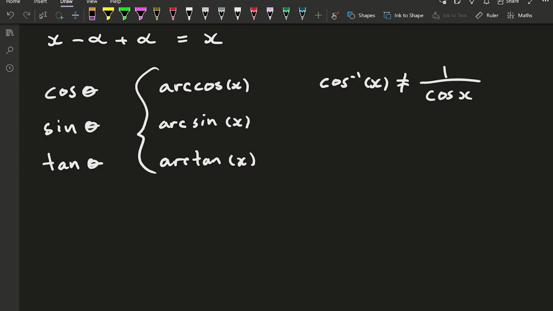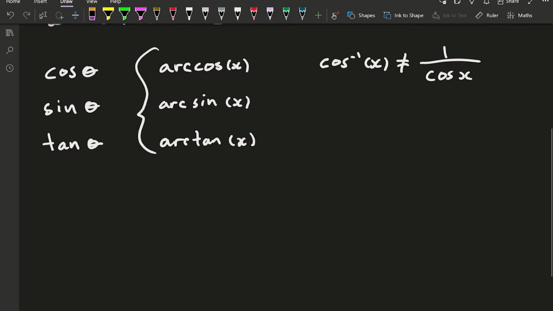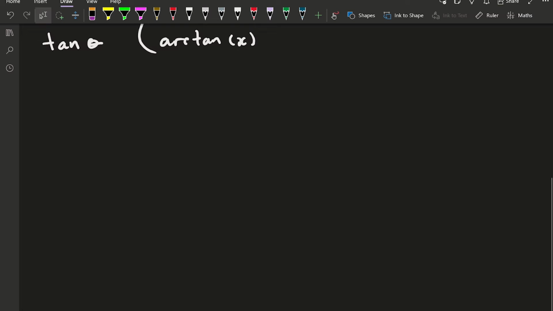But if you're not too sure what I mean by that, don't worry. We're just not up to the functions section of the video series yet, so you can ignore that part about functions. Let's do an example. Okay. So let's say we have a problem. The sine of theta is equal to 1/2.